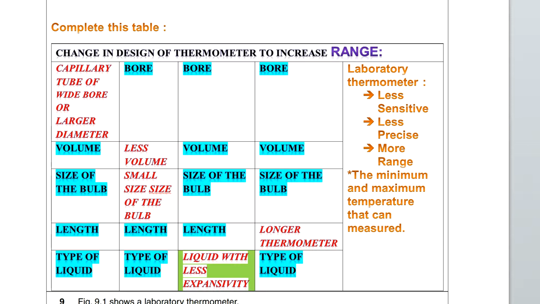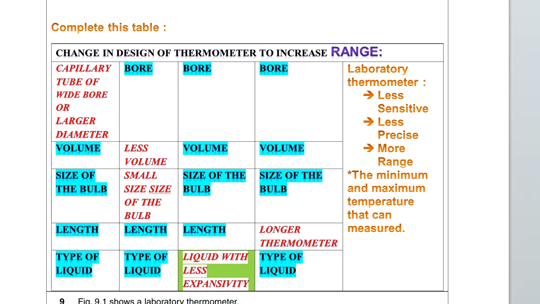Liquid will gradually rise in the capillary tube with a wide bore and larger diameter, because it will expand slowly. Then it will help us to increase the range of the thermometer. The slower expansion of the liquid means greater range for the same temperature. If you compare a sensitive thermometer and a less sensitive one with greater range. So student, remember that a thermometer which is more sensitive will have less range, and a thermometer with less sensitivity will have more range.